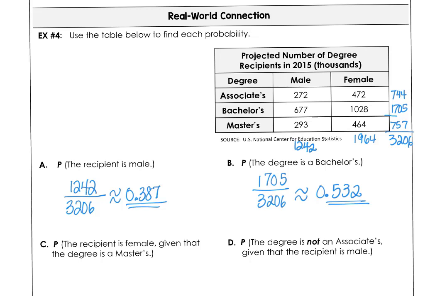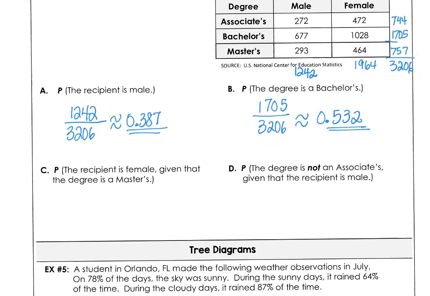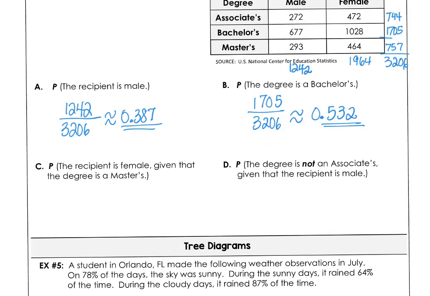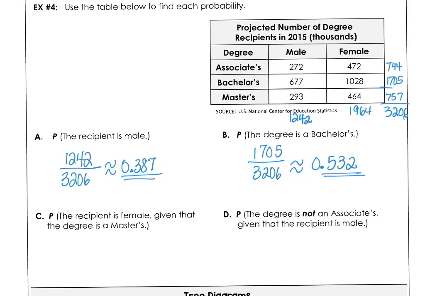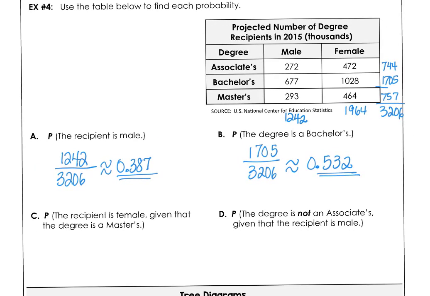In part C, we're looking for the recipient is female, given that the degree is a master's degree. So we can use the two-way table and find the recipient is a female. So we have 1,964 people in that female column, but we want the overlap that the recipient is a female, given that they have a master's degree. So female with a master's is 464, and how many had master's degrees? 757.